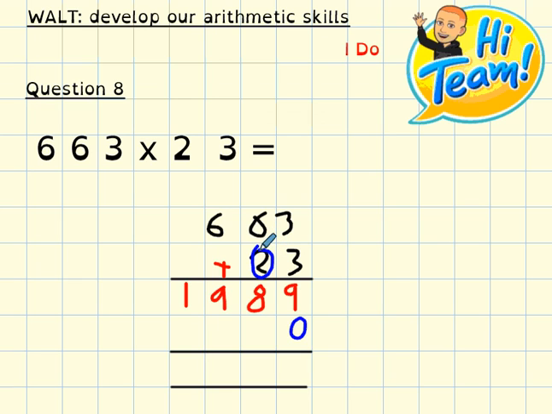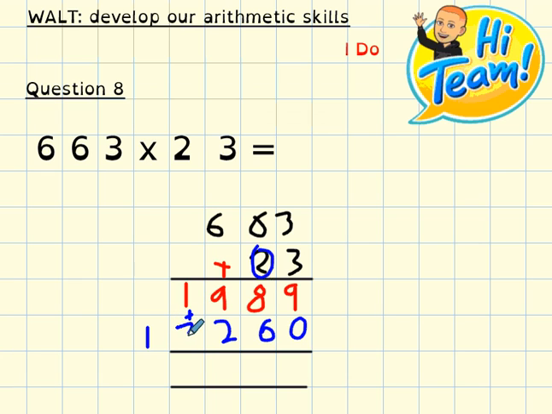So to make the number 10 times bigger, I put my 0 in as my place value holder before I start. 3 times 2 is 6. 6 times 2 is 12. So you've got 2 here and an exchange there. 6 times 2 again is 12. Add on that exchange, which would be 13.